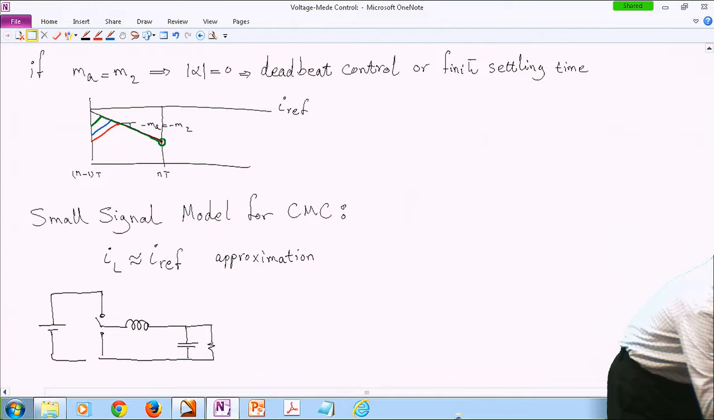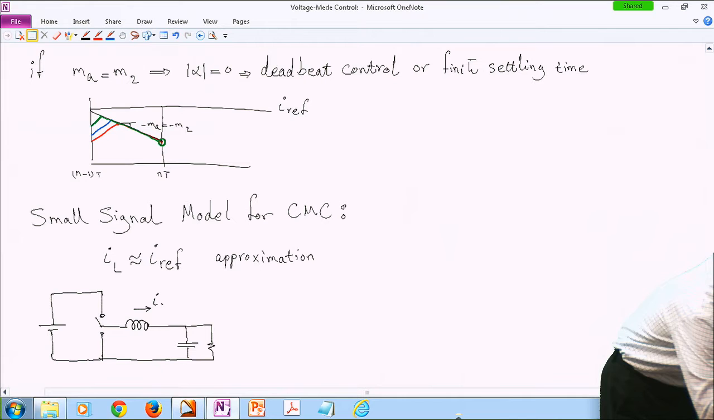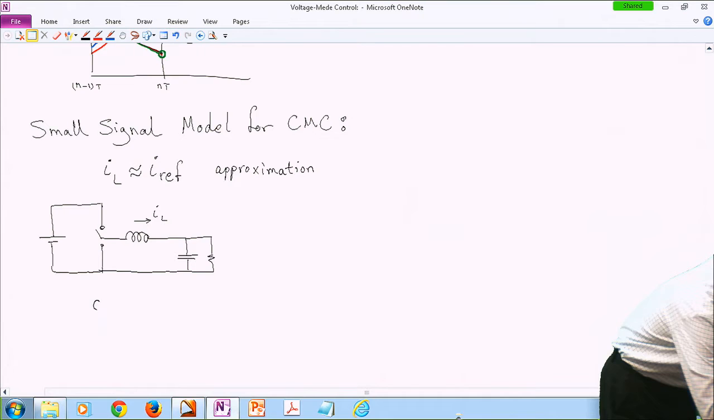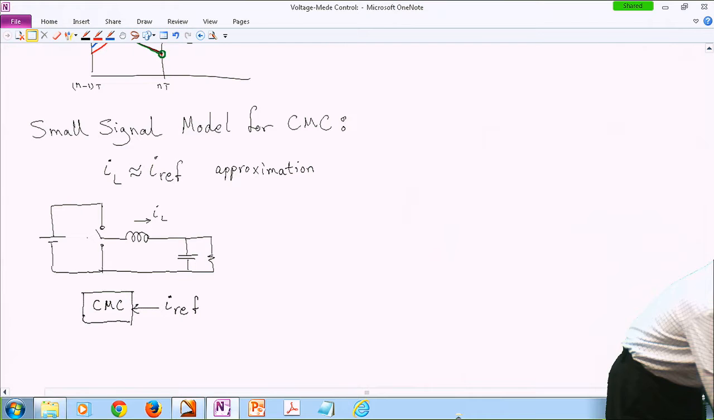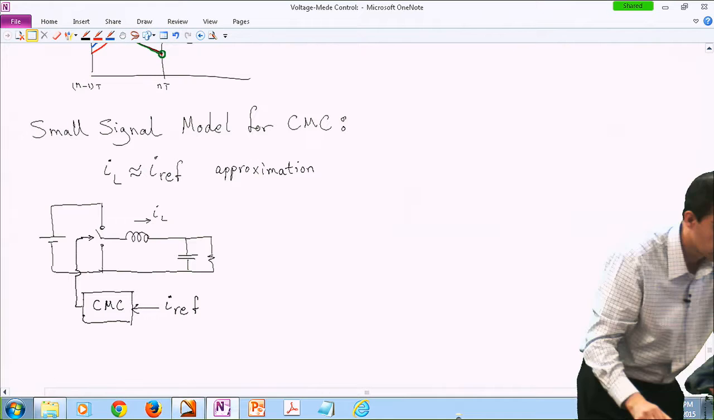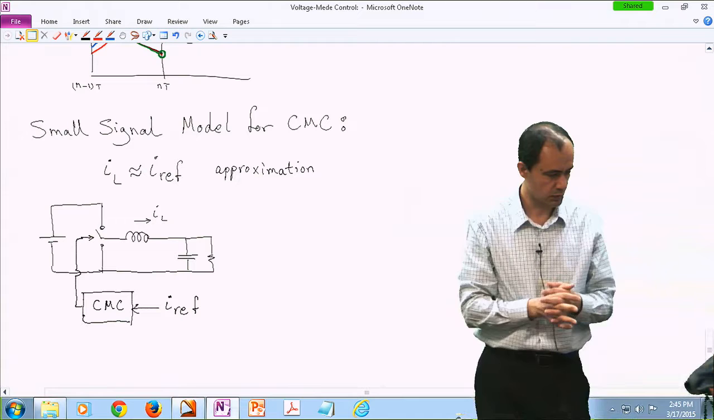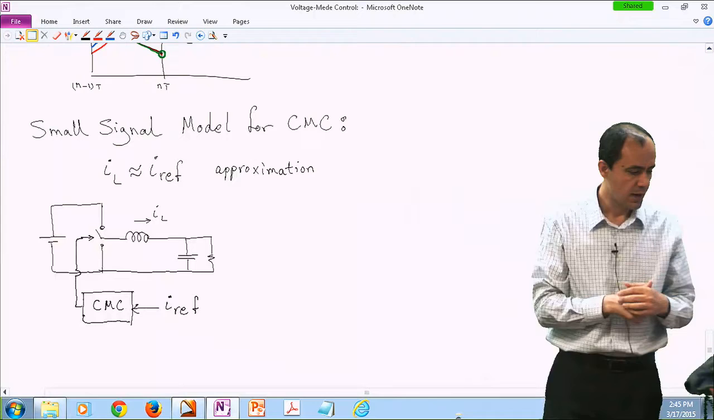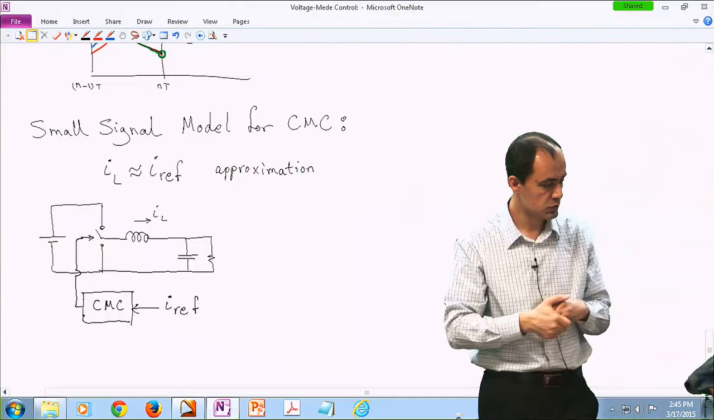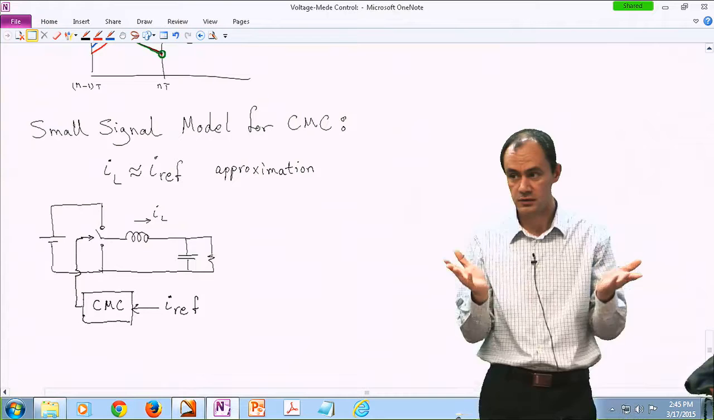So this is the inductor current. Okay, so we have this current mode control block. Let's pretend it's a peak current mode control block. The input to this block is the reference that is coming from our compensation network. Then that block decides whether the switch should be in the top position or the bottom position. By this, we are arguing that the inductor current relatively follows the reference, something like this.